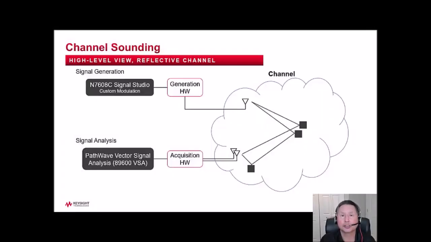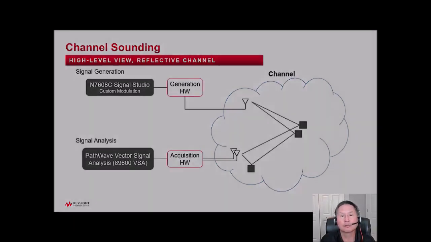Let's take a look at one particular channel in a top-down view. This channel is a free space environment that contains several reflective objects. If we send a signal into this environment using an antenna, in this case using Keysight's custom modulation Signal Studio software connected to an arbitrary waveform generator, the signal will disperse and reflect off the objects in the channel. The power that makes it to the receive antenna can then be captured by the acquisition hardware and analyzed by the channel sounding software in the PathWave 89600 VSA software.